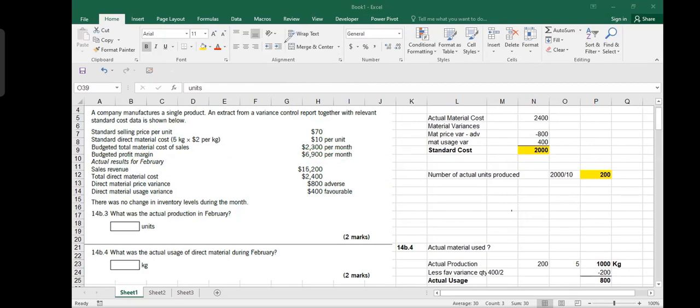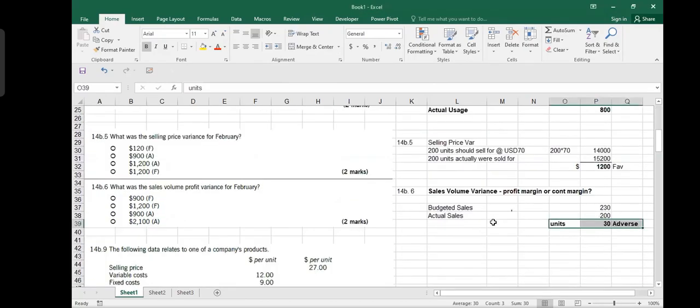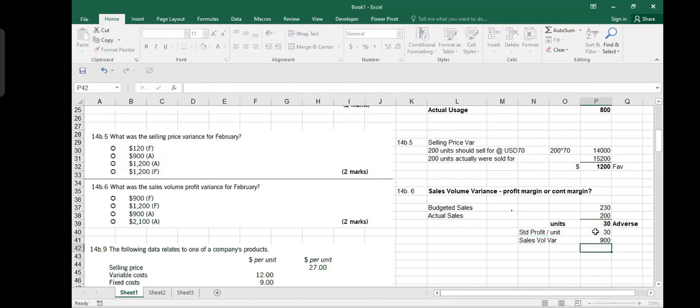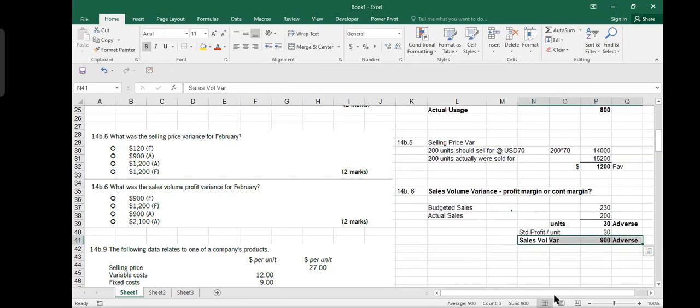Okay, so I just go back and $30. It is this here, and I put 30 here, and this I say, my standard profit per unit. So sales volume variance, 30 times 30. It is 900 adverse. 900 adverse is your sales volume variance. Sales volume profit margin variance.